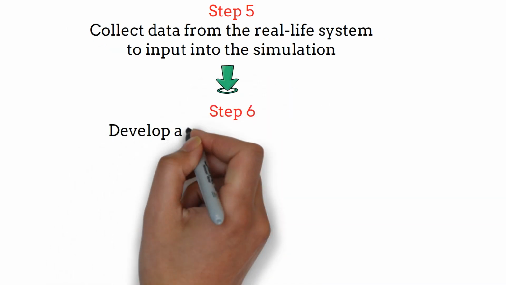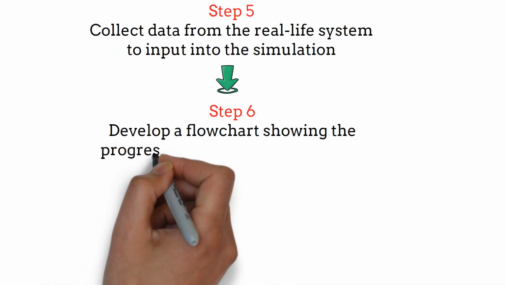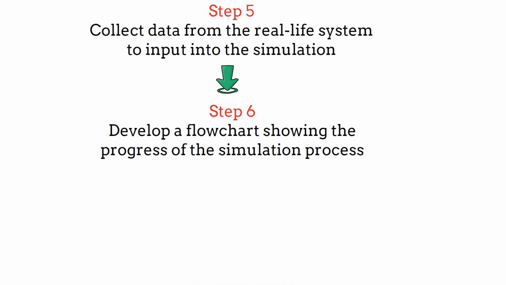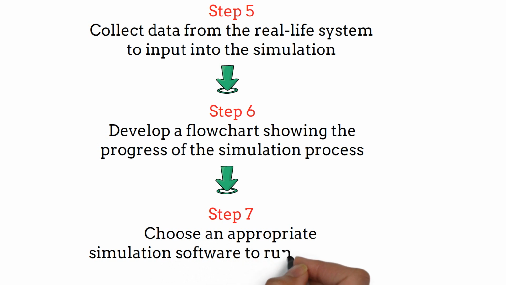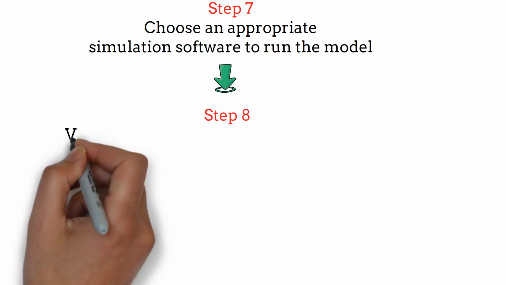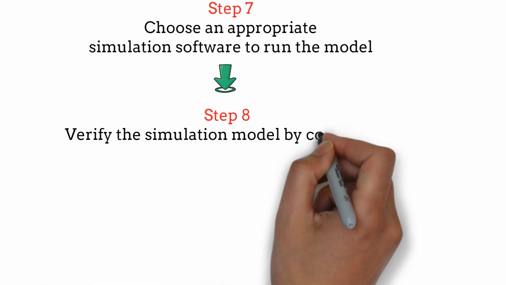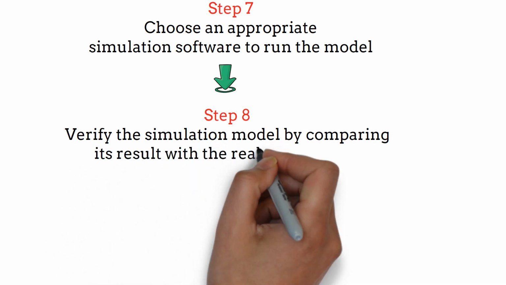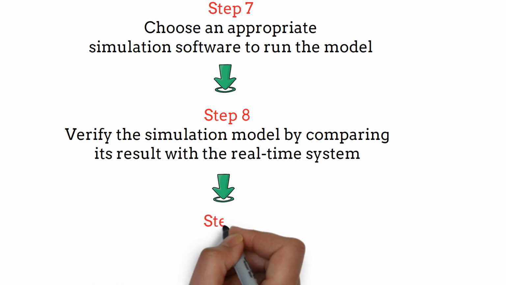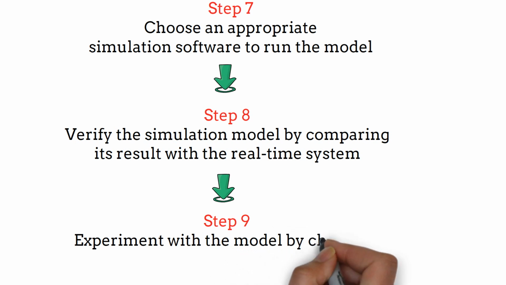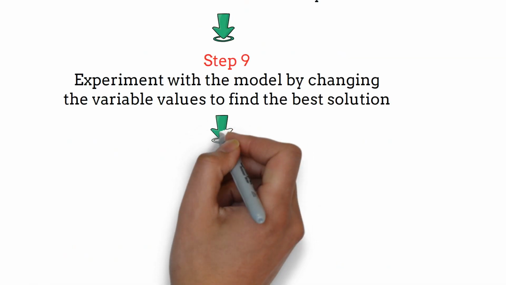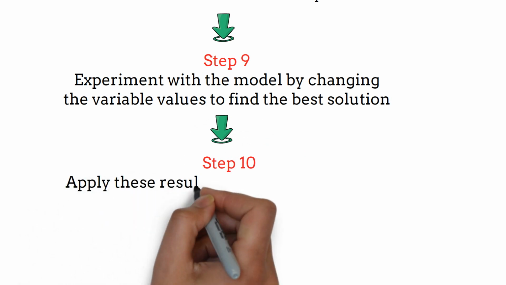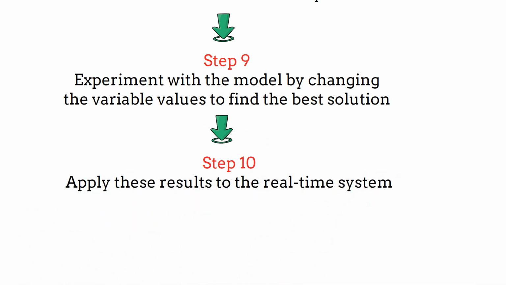Step 6. Develop a flowchart showing the progress of the simulation process. Step 7. Choose an appropriate simulation software to run the model. Step 8. Verify the simulation model by comparing its result with the real-time system. Step 9. Experiment with the model by changing the variable values to find the best solution. Step 10. Finally, apply these results to the real-time system.